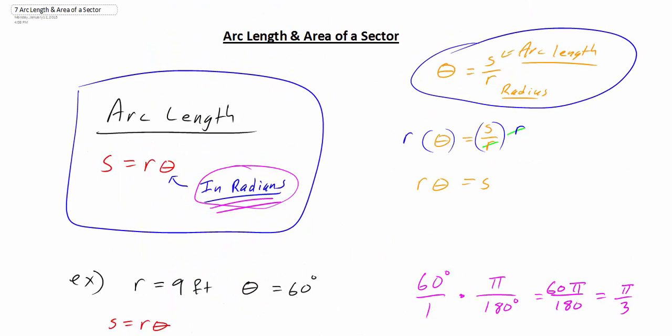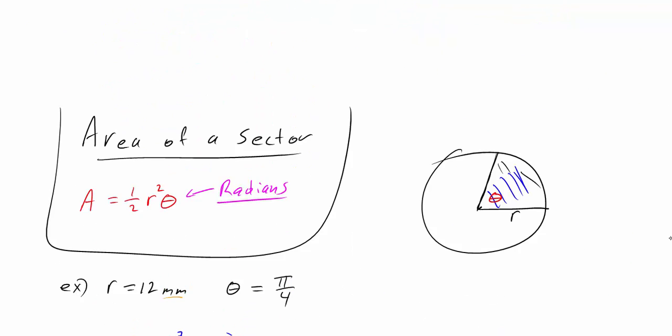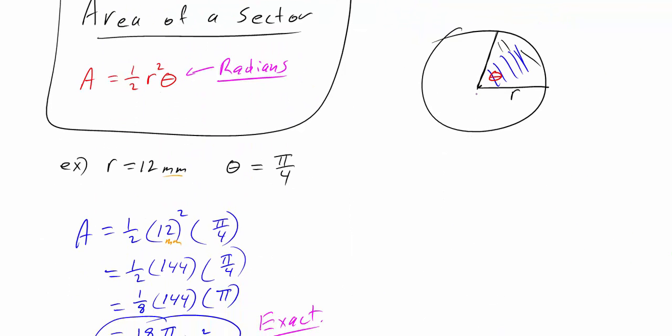So in this video, you've learned how to find the arc length using S equals R theta. Remember, theta has to be in terms of radians, and how we can find the area of a sector. And once again, if we use 1/2 R squared theta, the angle theta has to be in radians. So if you're given degrees, you must change that into radians before you substitute into the formula.